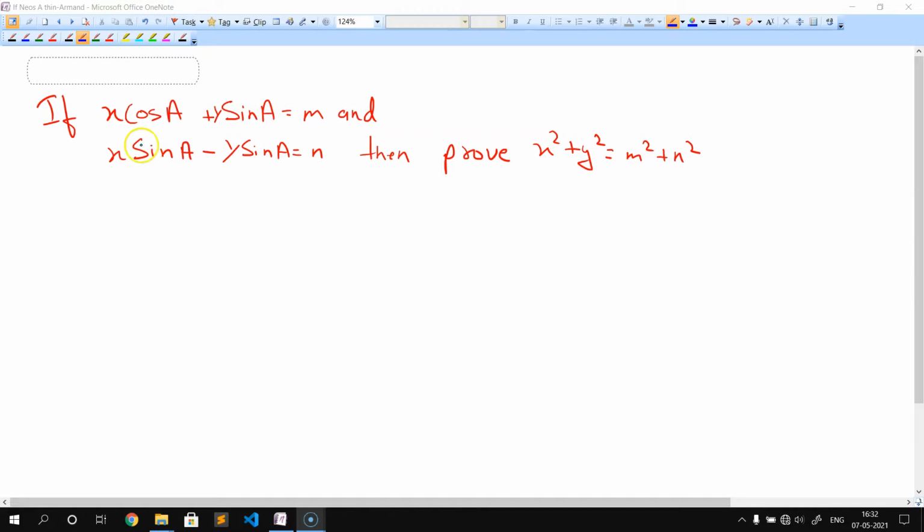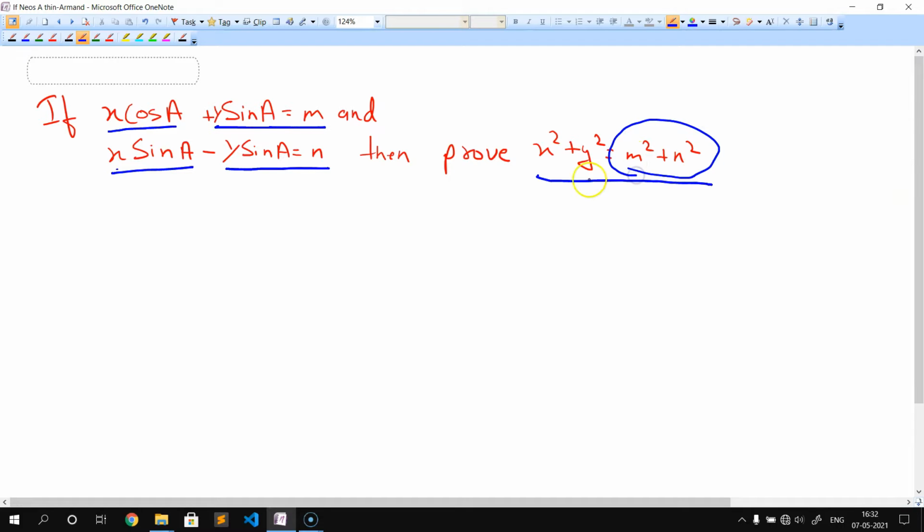In this question, it is given that x cos a plus y sin a is equal to m, and x sin a minus y cos a equals n, and we have to prove that x square plus y square is equal to m square plus n square. So we will put the values of m square and n square.